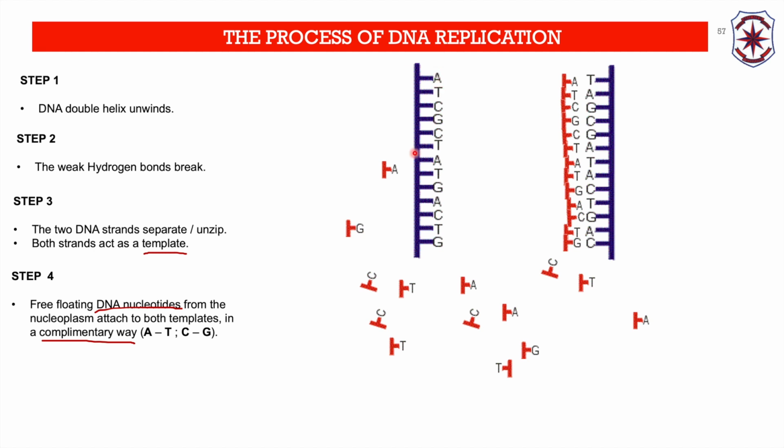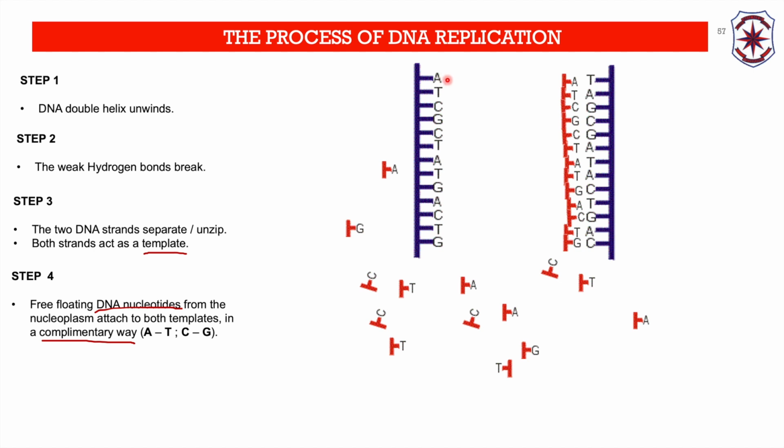Now, let us check on this strand what is going to happen. Essentially, the same thing is going to happen that happened on this strand. The free-floating DNA nucleotides are going to attach themselves to the template in a complementary way, meaning when we see A, it will be complemented by T. Where we see C, it will be complemented by G.